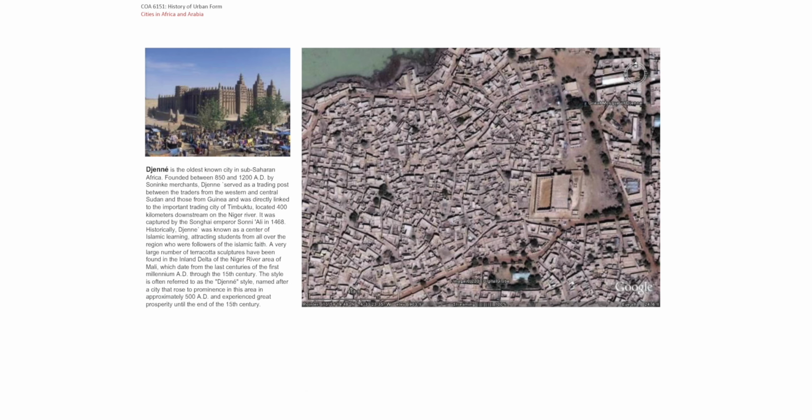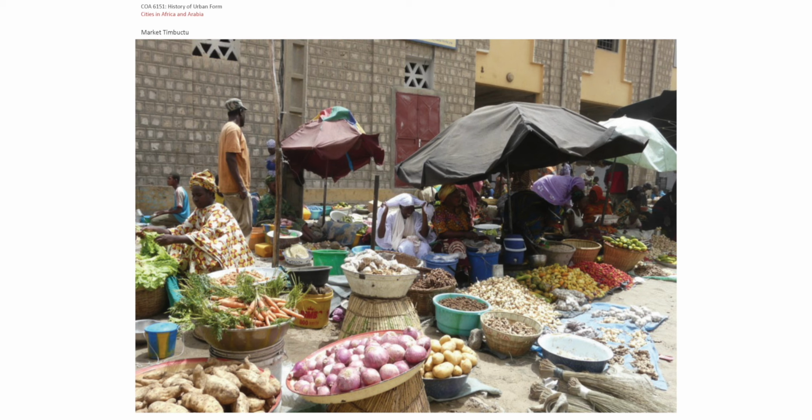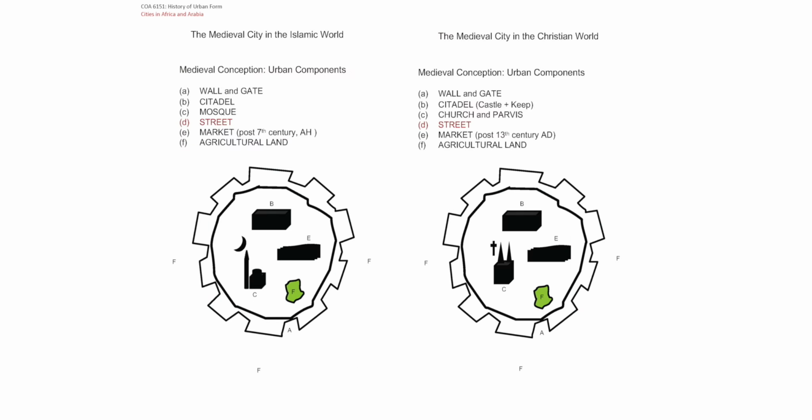Just to see how colorful these market areas actually are, this produce being produced in these market gardens, similar to what we saw in Sana'a. This actually is Timbuktu, but it could be Sana'a. Very similar. So if we peel this back and zoom out to about 30,000 feet and compare the medieval city in Africa and Arabia, in the Islamic world, and we compare that to the medieval city in Europe and the Christian world, we notice remarkable similarities.